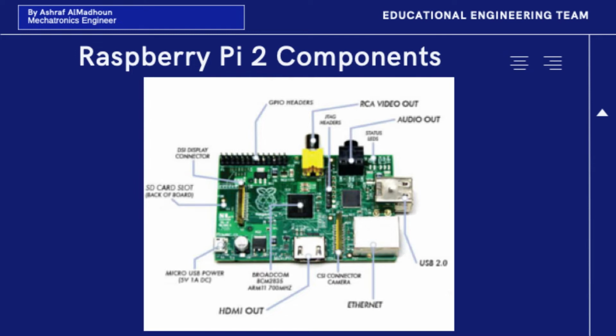We have the HDMI out, the CSI camera connector below, and we also have this big box, which is the Ethernet. Then on the right side we have the port known as the USB 2.0 port. Above we have the audio out, and we also have the RCA video out. Then we have the GPIO headers as well as the JTAG headers. Now these are the Raspberry Pi 2 components.